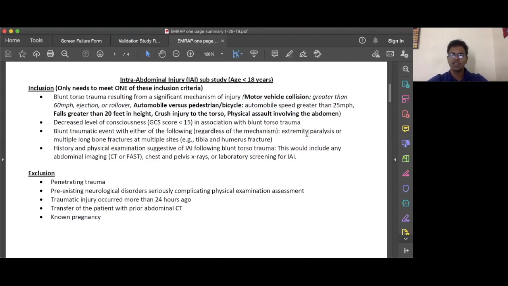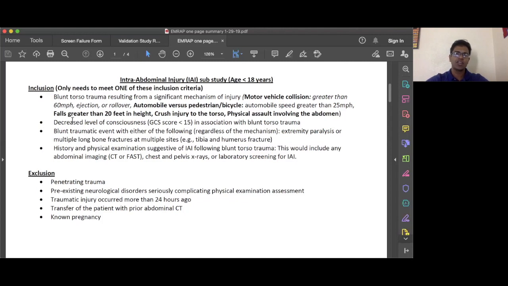In regards to the physical assault, one time in which we do not enroll patients is when there is a high suspicion of child abuse. And that goes for both sub-studies, not just the IAI. So if there's a high suspicion of child abuse, then they are going to be excluded overall from validation. One way we can find out whether there's a high suspicion is by looking at the patient's chart. If you see an order for a bone survey, and or if you're speaking with the attending and the attending voices suspicion that there is child abuse.